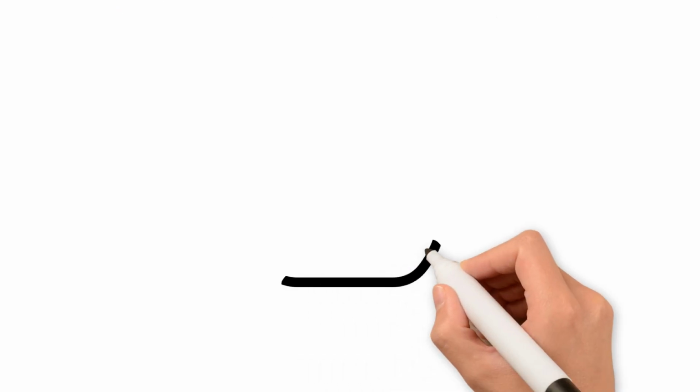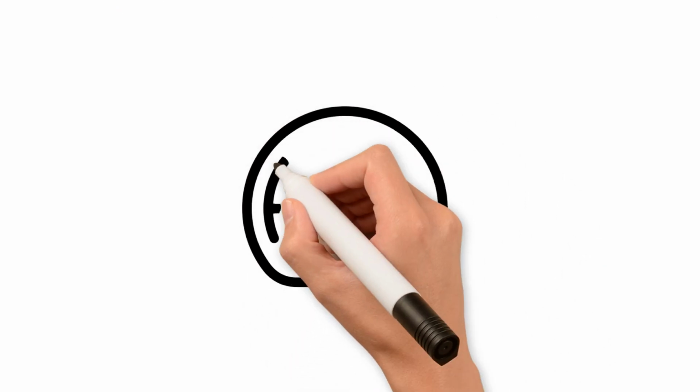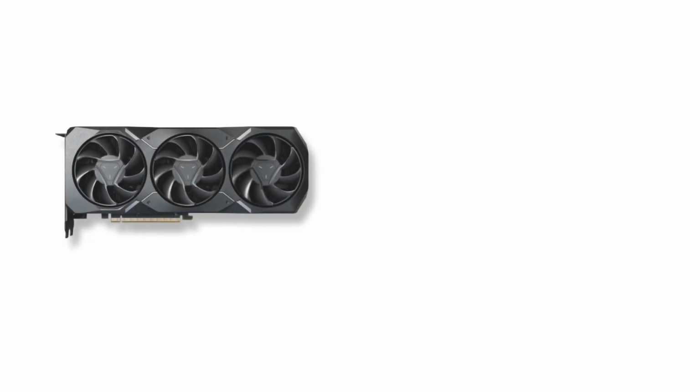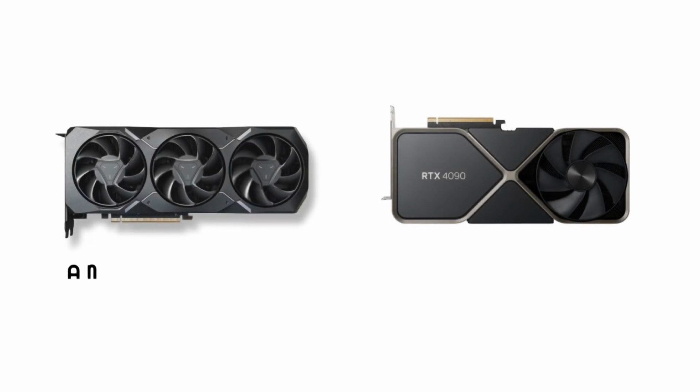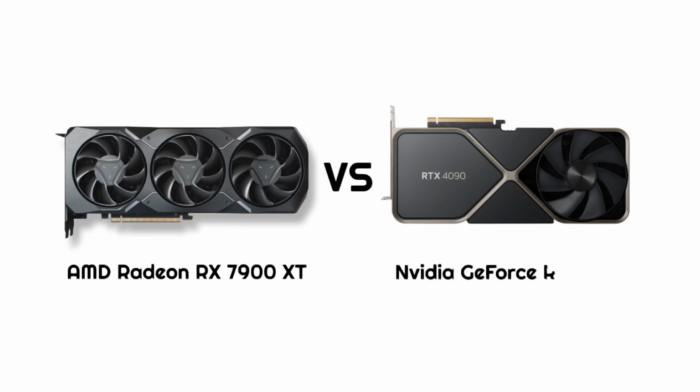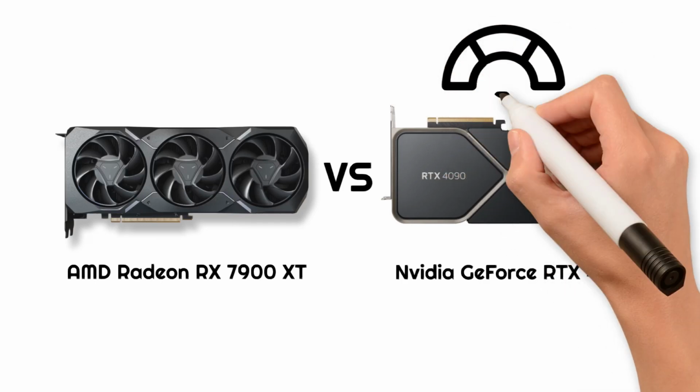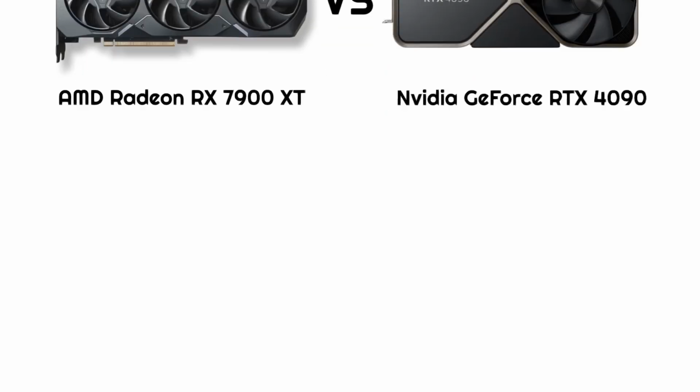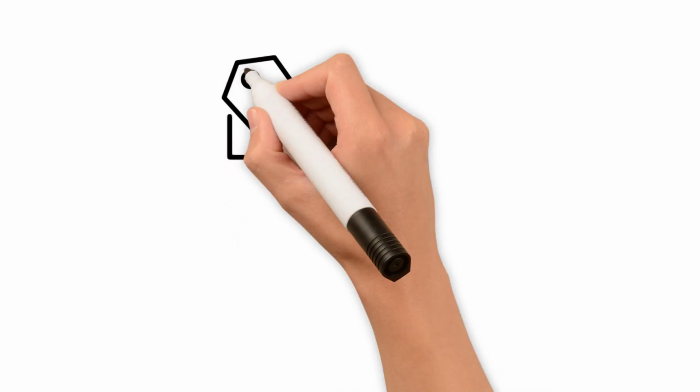Let's start with one of the most critical parameters of a graphics card, performance. Of course, performance depends on the specific graphics card model, so we'll compare flagship models. For example, if we compare AMD's Radeon RX 7900 XT and NVIDIA's GeForce RTX 4090, the NVIDIA graphics card is more powerful. Next, let's consider the price-to-performance ratio.